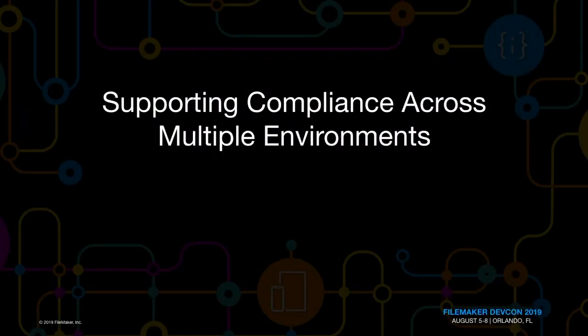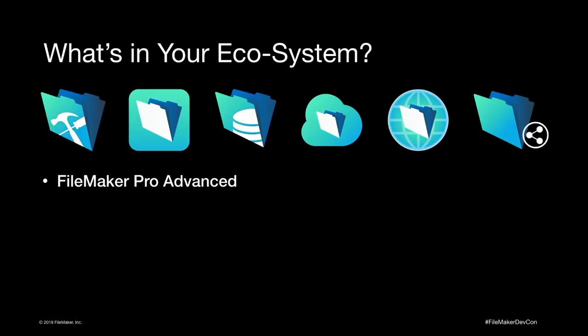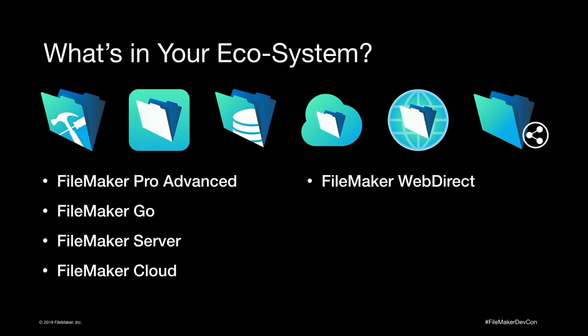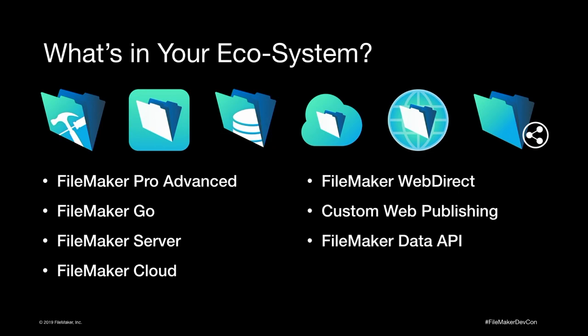FileMaker is part of a larger ecosystem. And frankly, with limited exception, we simply can't exist and do what we need to do without it, not anymore. Now, within the FileMaker platform, Pro Advanced is just the first of multiple access points. We also have Go, Server, Cloud, Web Direct, and Custom Web Publishing, and more recently, the FileMaker Data API.